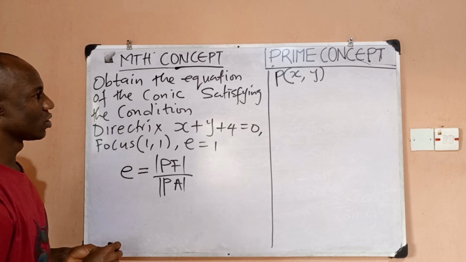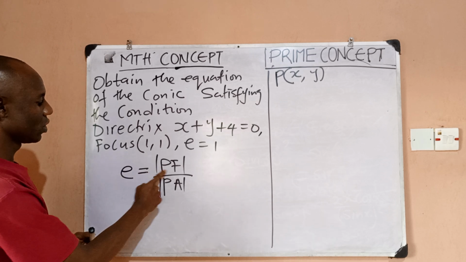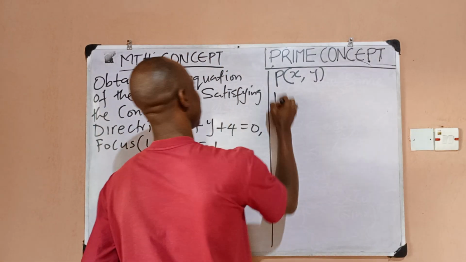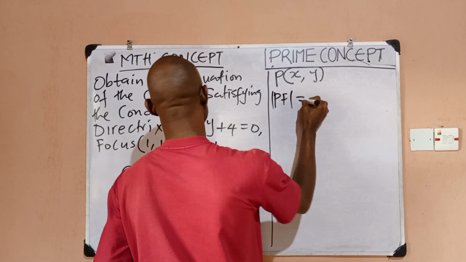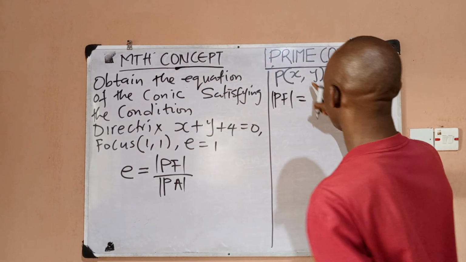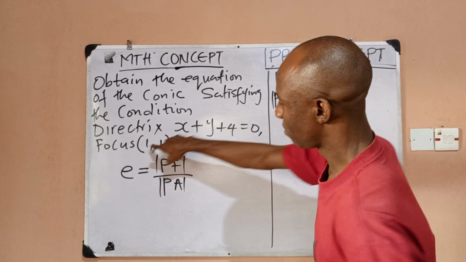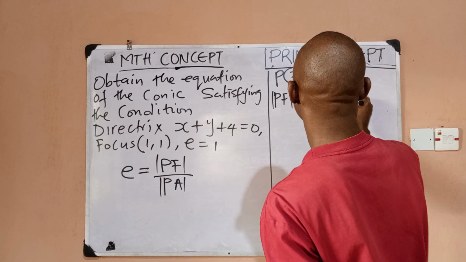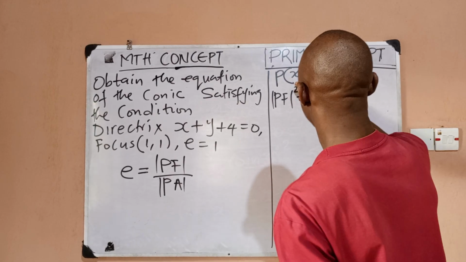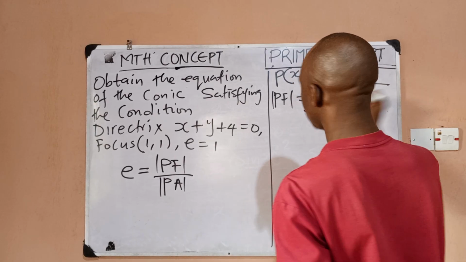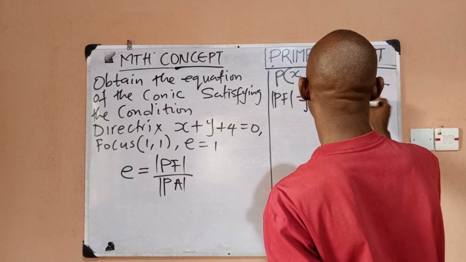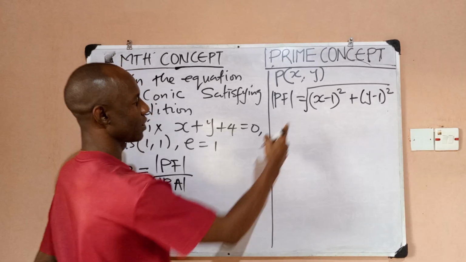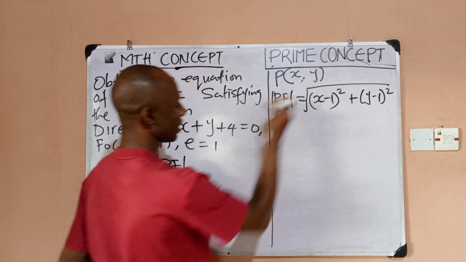So one of the things we want to do is to find the distance PF. We know the focus, which is this. PF is going to be the distance from this to this. So I'm going to say X minus 1, so this gives me X minus 1 all squared plus y minus 1 all squared. So this is what I have. Let's leave this at this point.